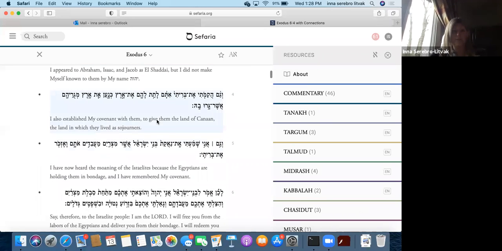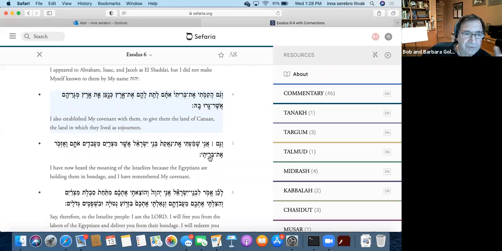Okay, let's look at the next phrase. Who wants to read verse 4? I'll read it. I also established my covenant with them to give them the land of Canaan, the land in which they lived as sojourners.